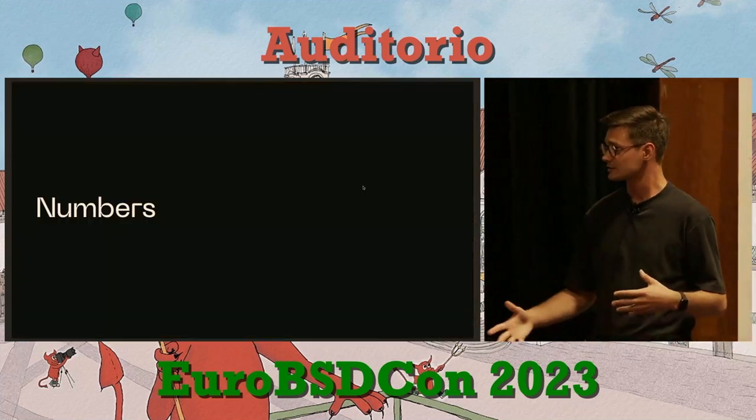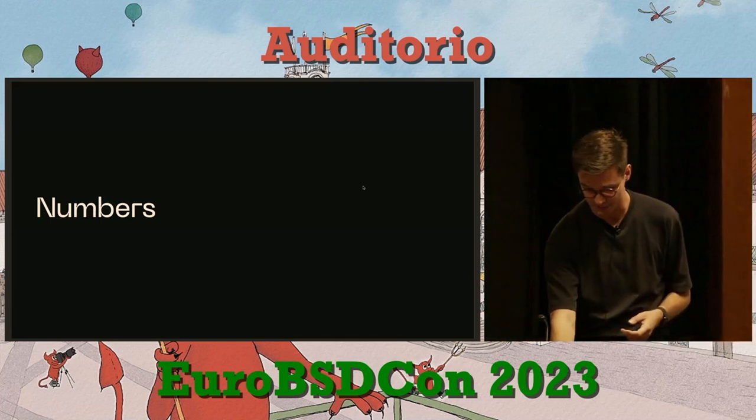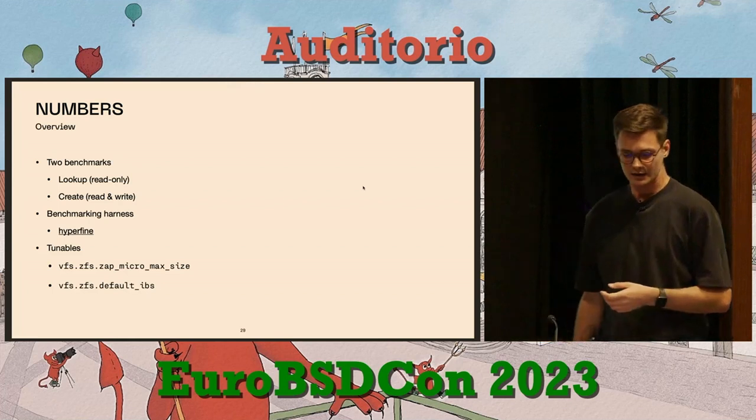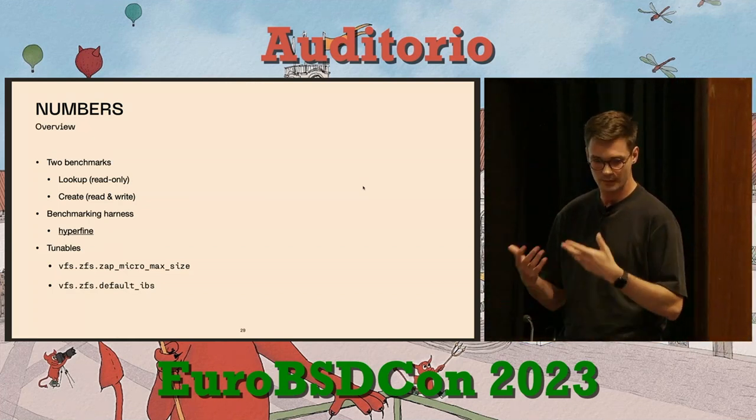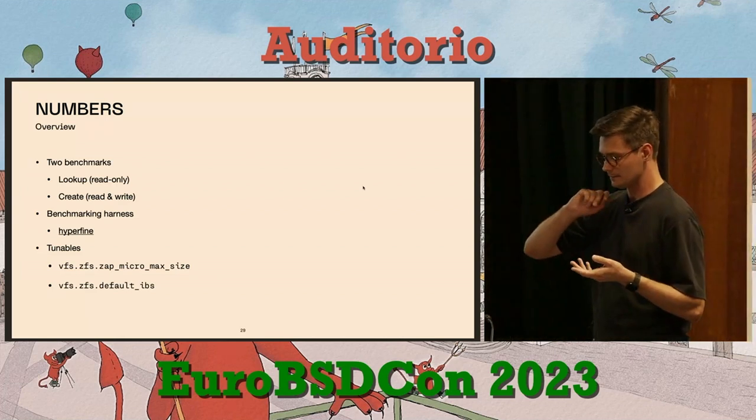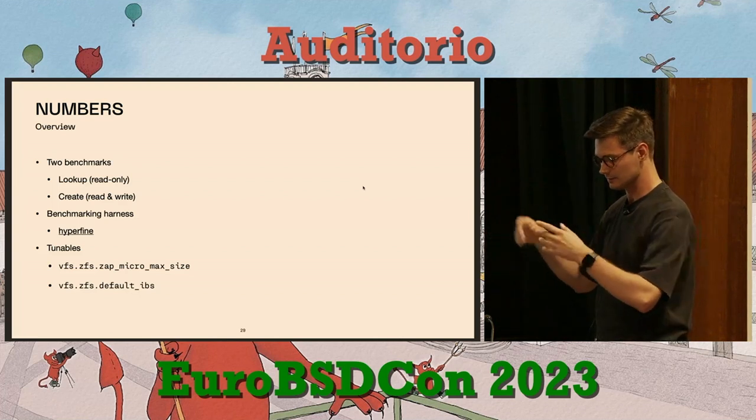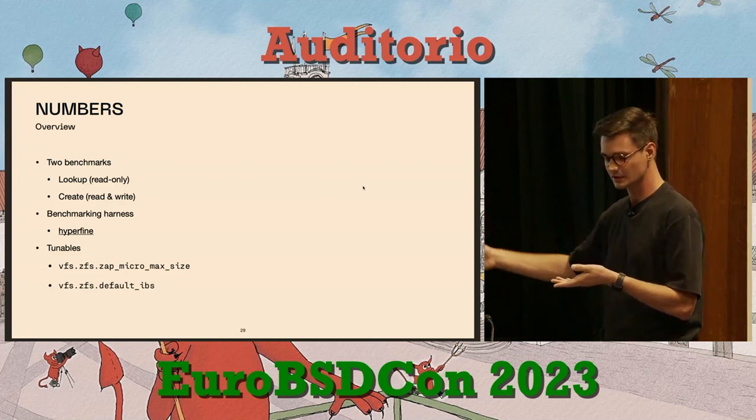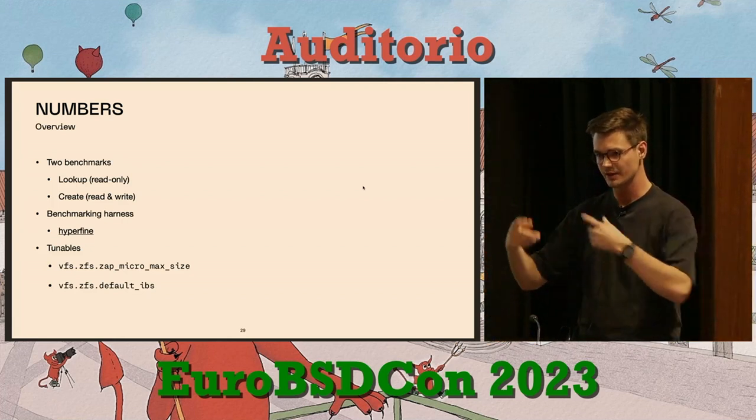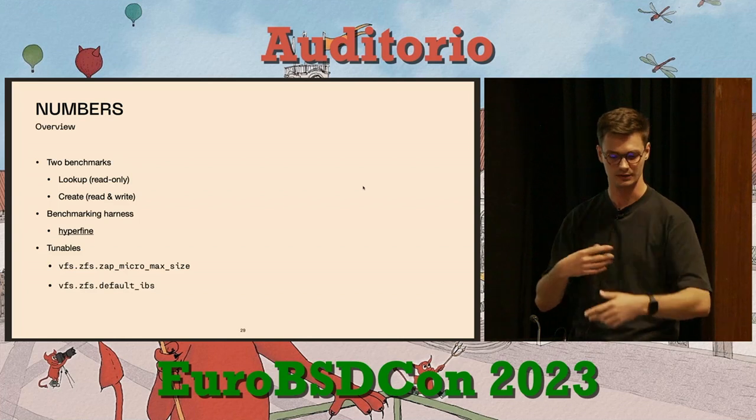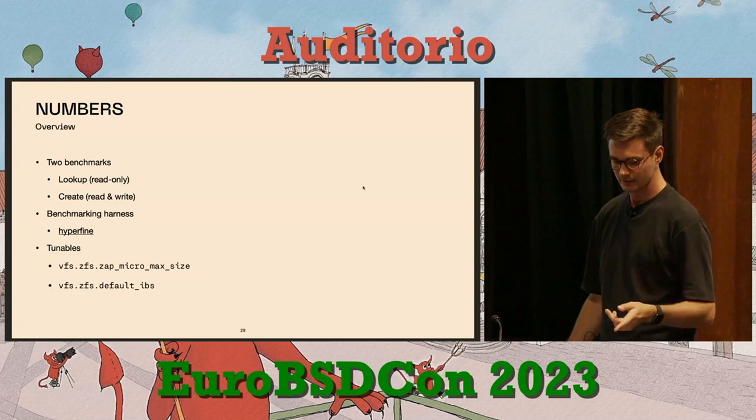So let's see how those tunables behave when you actually use them and run some benchmarks. I'll talk about some numbers. I prepared two benchmarks for you today. One is a lookup benchmark where we just recursively traverse through the directories and process every entry that is there. And another one is create. So we create a lot of empty files just to update the directory structures and see how fast it gets. I used Hyperfine as my benchmarking harness.